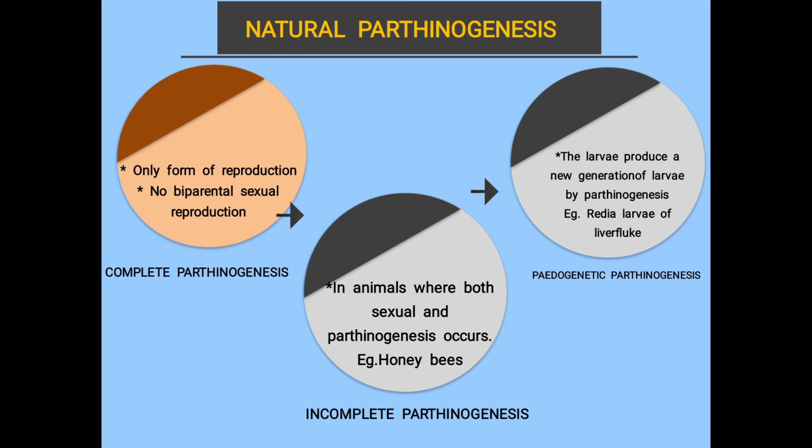Whereas in case of incomplete parthenogenesis, both sexual reproduction occurs and parthenogenesis also occurs. Suppose take an example of a honeybee. In case of the honeybee, the fertilized egg, that is, normal sexual reproduction will be happening, and the fertilized egg will develop into queen bees and worker bees. And the unfertilized egg will develop into a male bee with the help of parthenogenesis. So parthenogenesis is also happening there, as well as sexual reproduction. So this type will be called incomplete parthenogenesis.